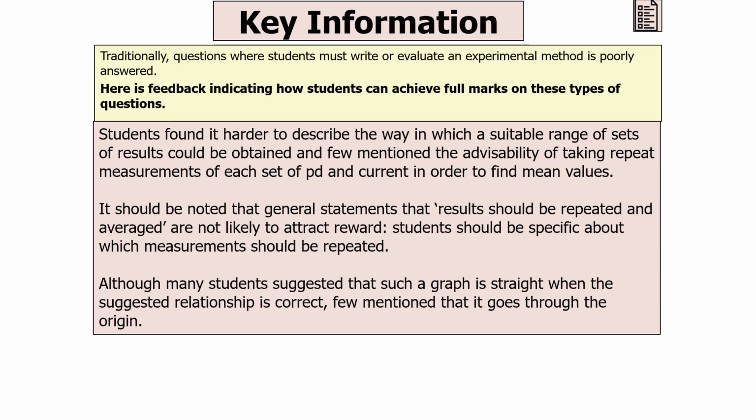It should be noted that general statements such as "results should be repeated and averaged" are not likely to attract marks in the exams. Students should be specific about which measurements should be repeated. Although many students suggest that such a graph is straight when the suggested relationship is correct, few mention that it should also be going through the origin, which is something to consider.